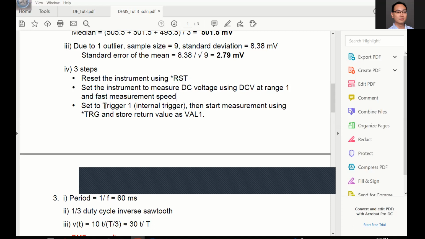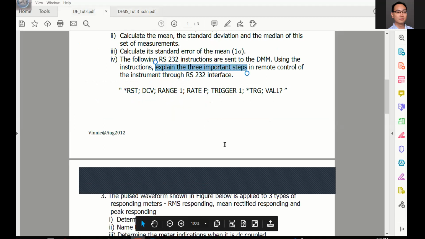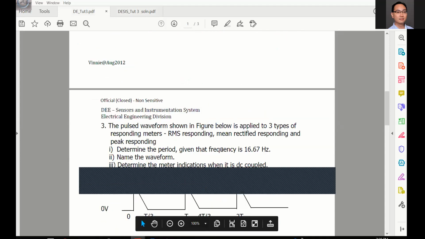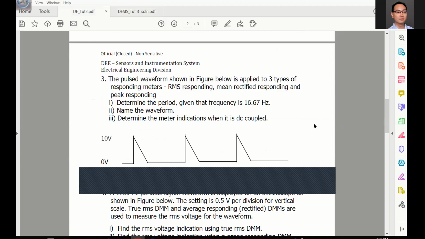Then you might need to trigger, right? So you need to set the trigger, internal trigger. Then followed by to start the measurement. These initial ones are all the setups. All the settings up to this point are to set up. Then followed by the trigger to measure. Then you start the measurement using this command trigger, right? And finally you store the value. Okay, can. Okay, we go to the next question.